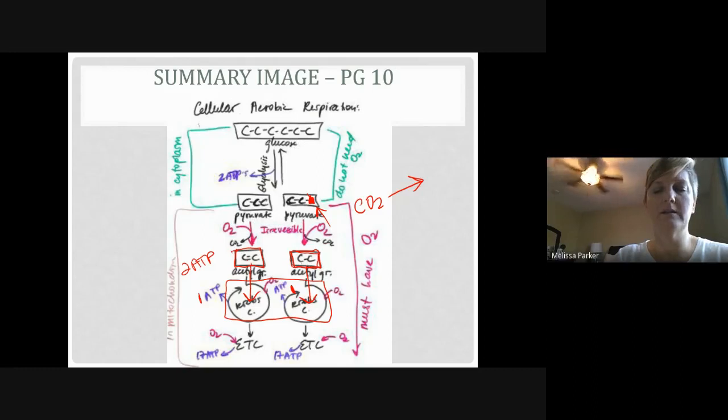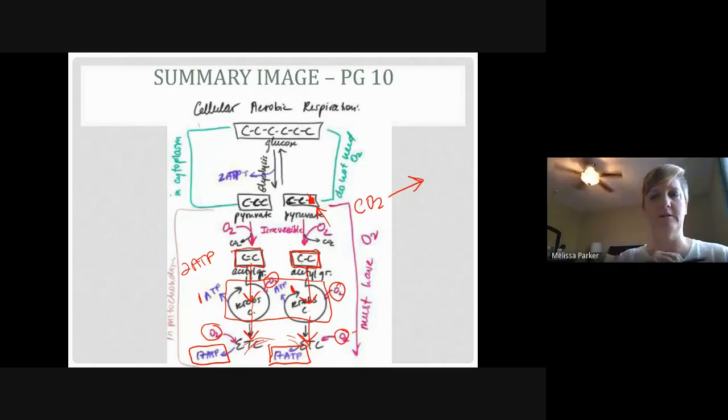Okay, we're going to continue through to the ETC, or the electron transport chain. This requires oxygen too, okay? This requires oxygen. This requires oxygen. So even the Krebs cycle requires oxygen. This ETC is going to create 17 ATP. This ETC is going to create 17 ATP. So both of these ETCs together create a total of 34 ATPs. Is everyone still following?